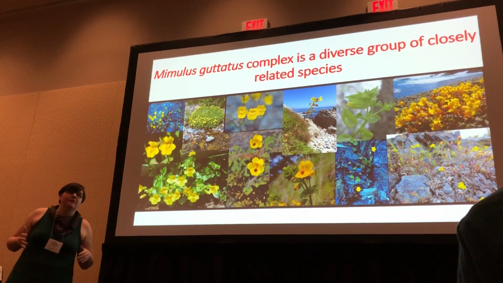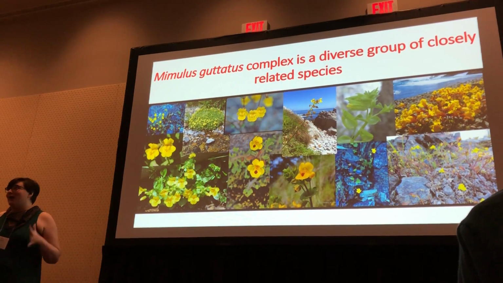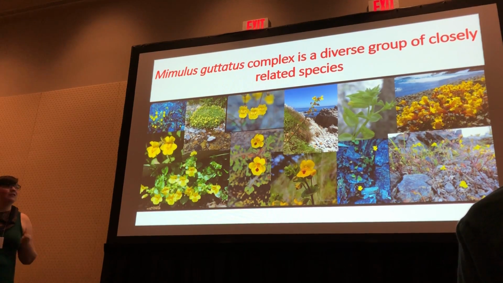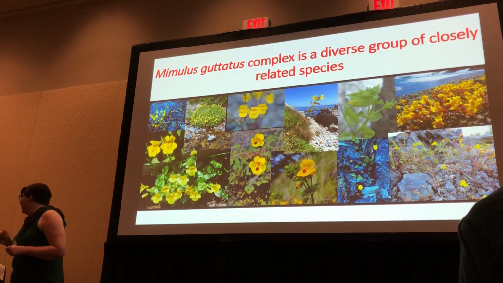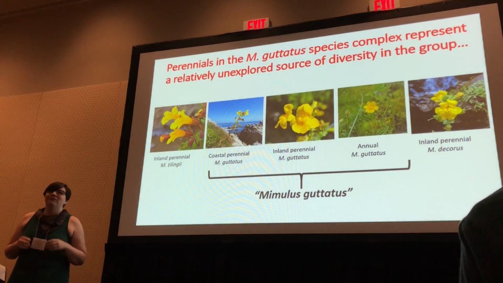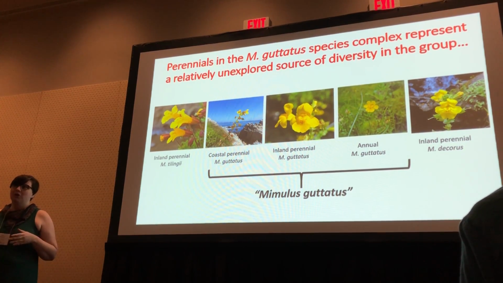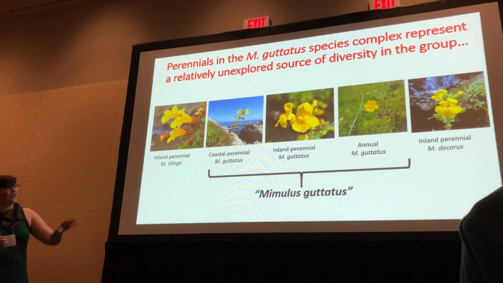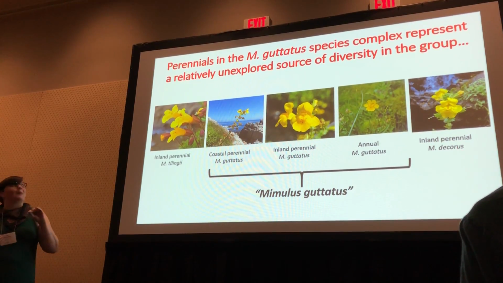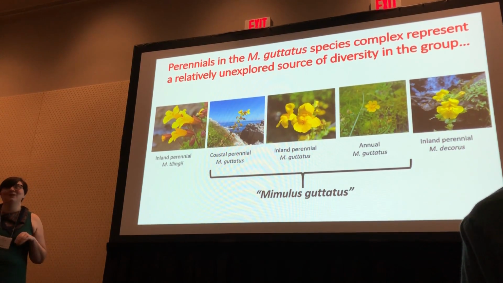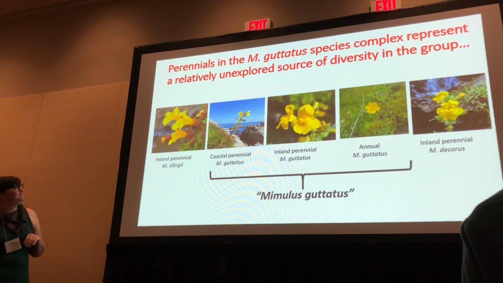They're well known for these extreme and beautiful adaptations in the wild, and they're a great system for understanding differences between life history types. However, in this complex, there's also a lot of these perennial morphological variants that have been relatively ignored. And today I'm going to talk to you about this thing called Decorus, which looks a lot like perennial Guttatus, except it has a slightly more hairy stem. You can imagine why this was ignored for a long time.